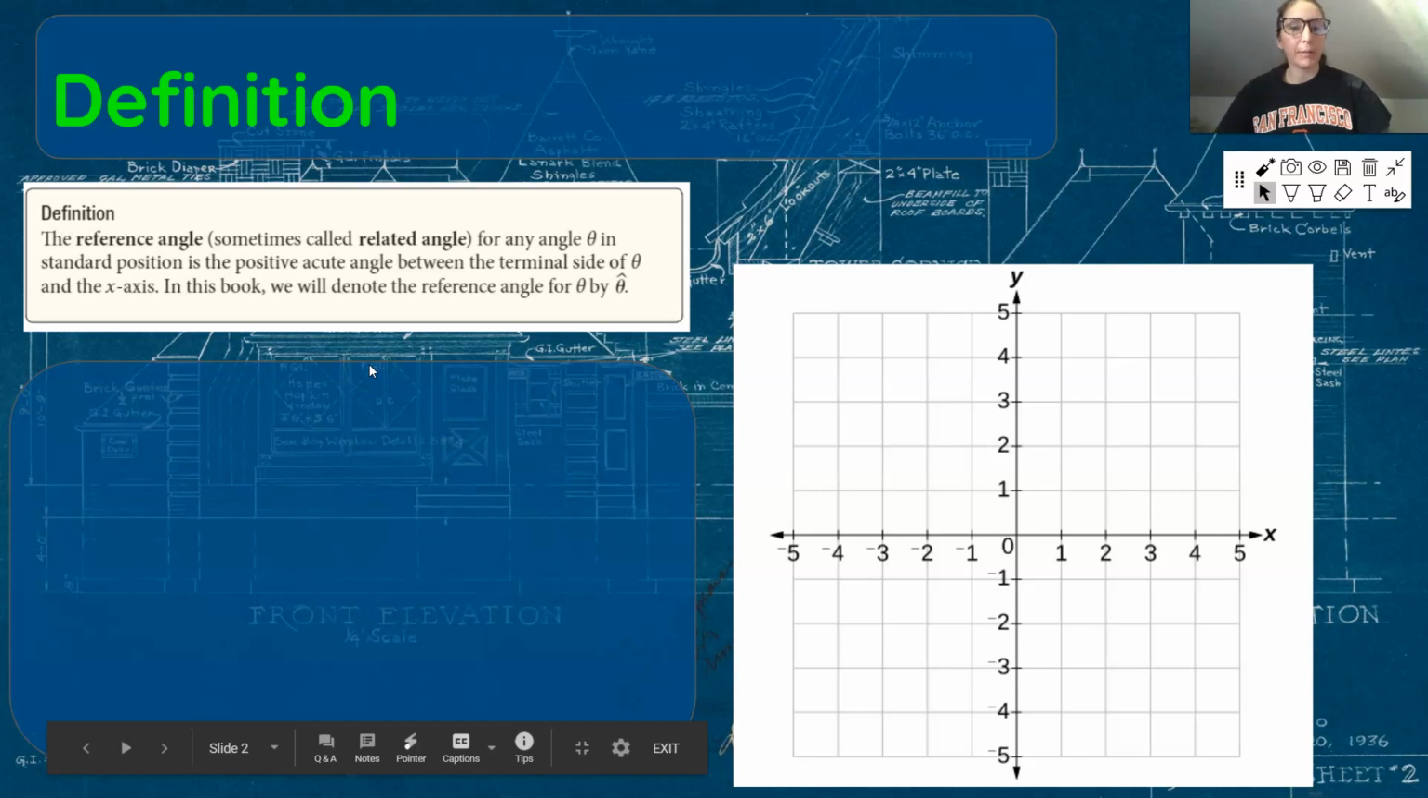So the definition of a reference angle. The reference angle, sometimes called the related angle, for any angle theta in standard position is the positive acute angle between the terminal side of theta and the x-axis. So the x-axis is here, right? So what does that look like?